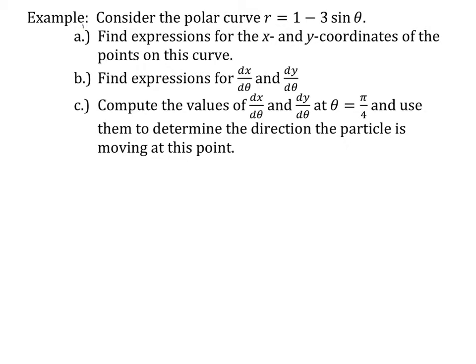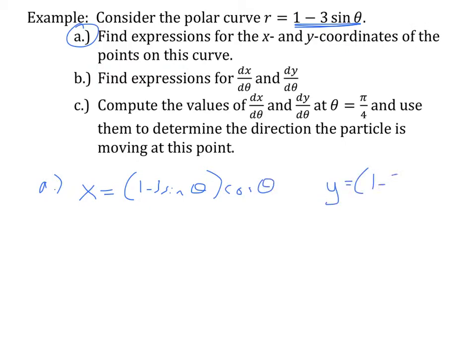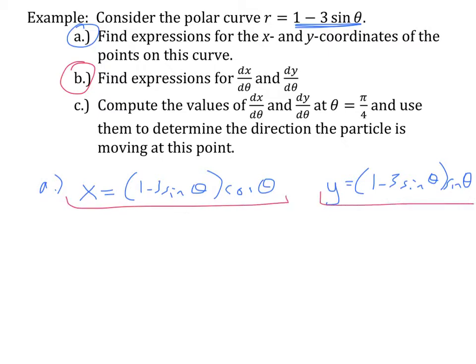So for part A, when we want to find the x and y coordinates, our x coordinate will simply be our function, 1 minus 3 sine theta times cosine theta, and my y coordinate will be 1 minus 3 sine theta times sine theta, right? Both of these things are simply r times cosine theta or r times the sine of theta. So that's part A, yay. Part B, we now want to find expressions for dx d theta and dy d theta. In other words, I want to take the derivatives of my x expression and of my y expression.